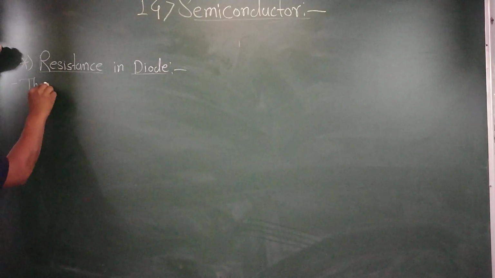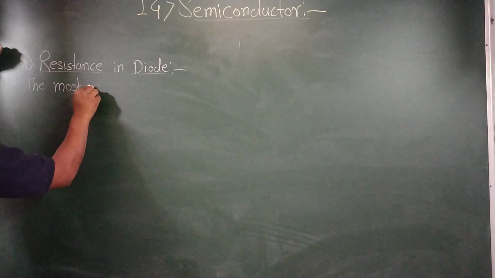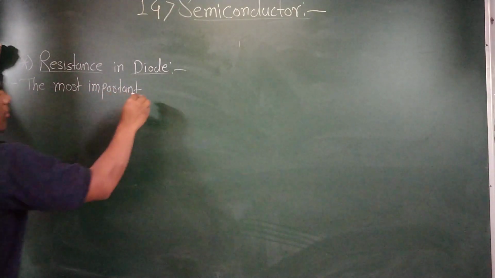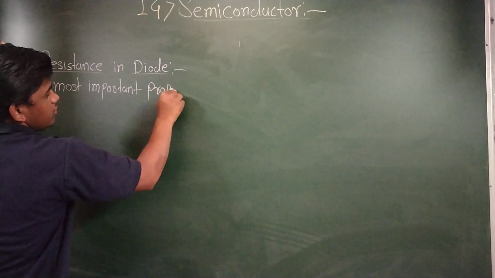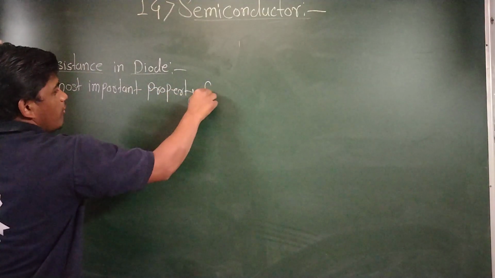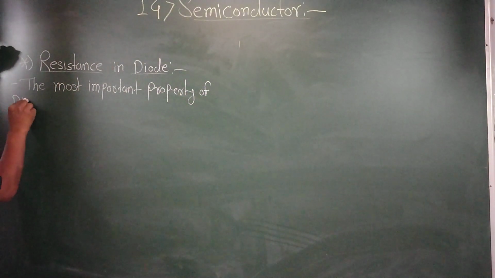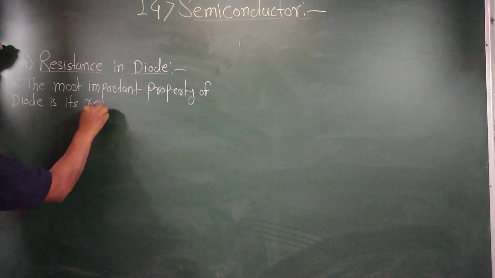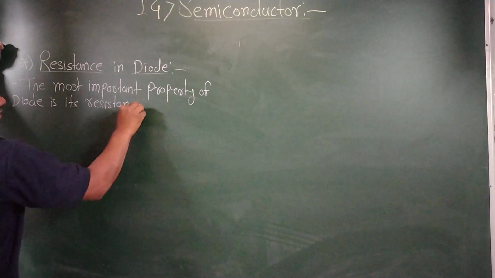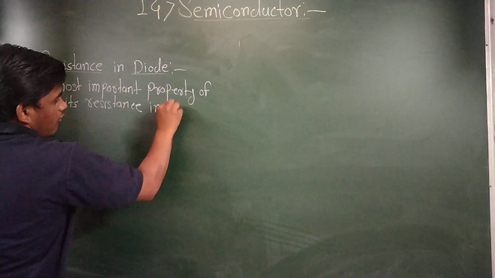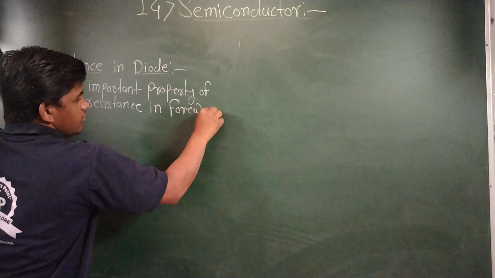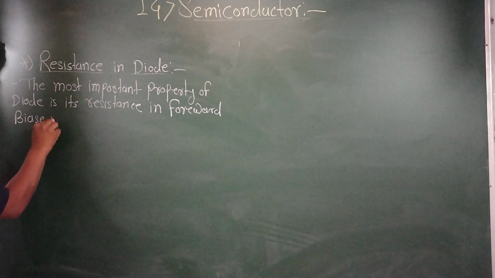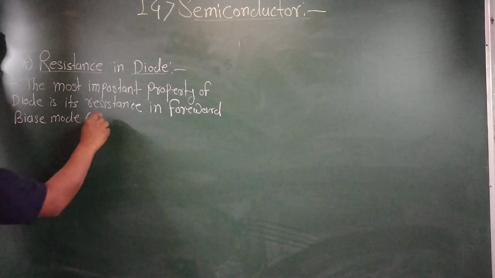The most important property of a diode is its resistance in forward bias mode and reverse bias mode.